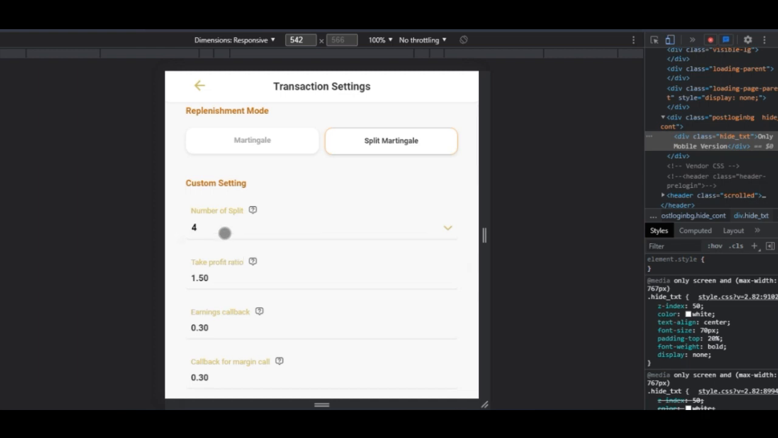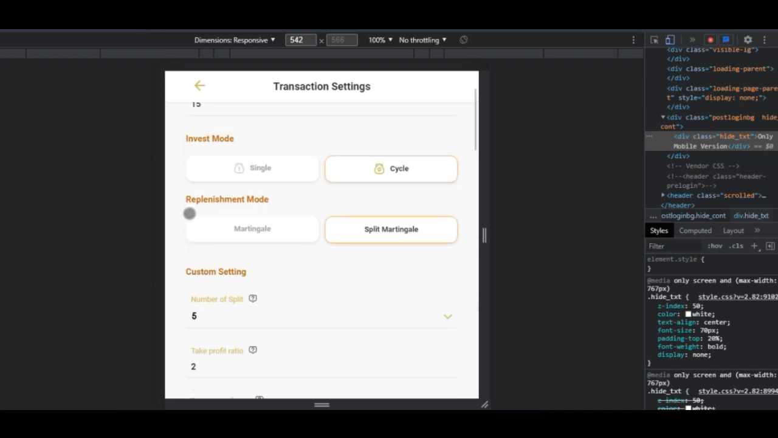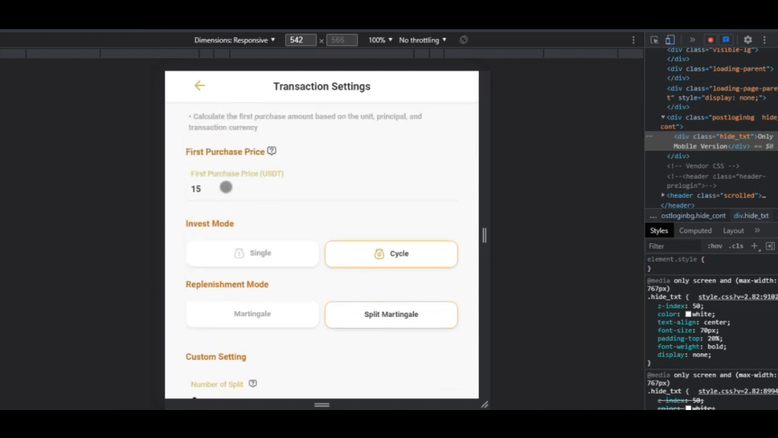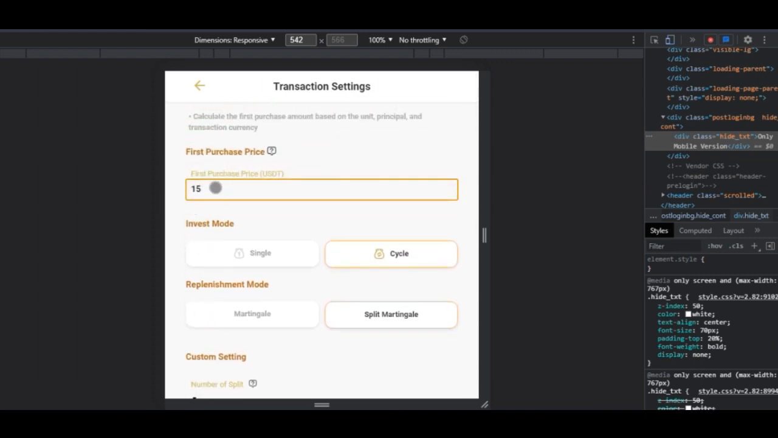So here, let's assume we want to go with the fifth split. We want the number of splits to be 5 times, and then the take profit ratio will always be 2%. You can set whatever you want here, 2%. Now, this is another thing you need to have in mind. If your take profit ratio is going to be 2%, it means that you want to take profit whenever you enter that market. Your first purchase price is always 15 USDT. So if the market starts increasing from where you enter, it means that for you to take 2% profit, it's going to take 2% profit of whatever this amount is.